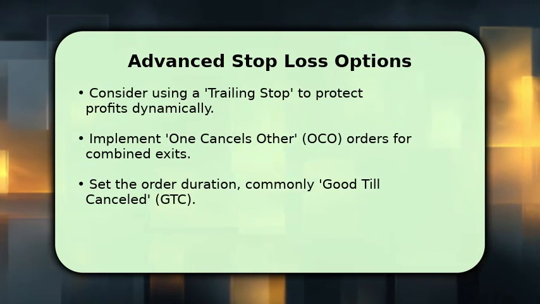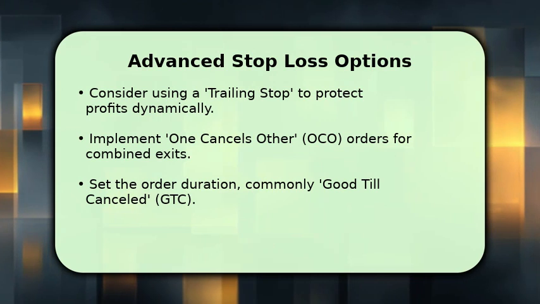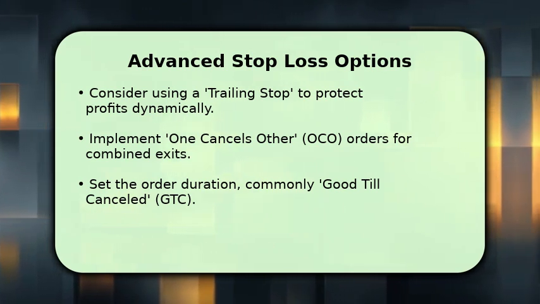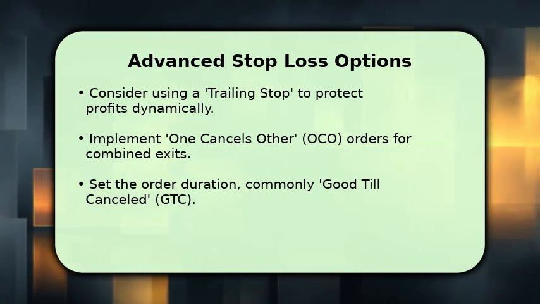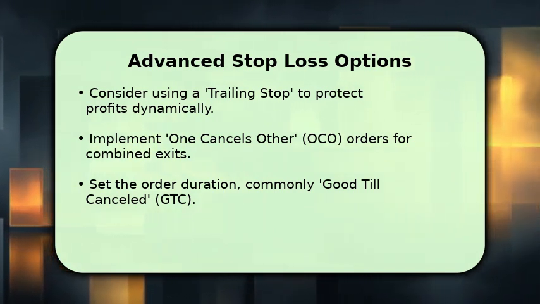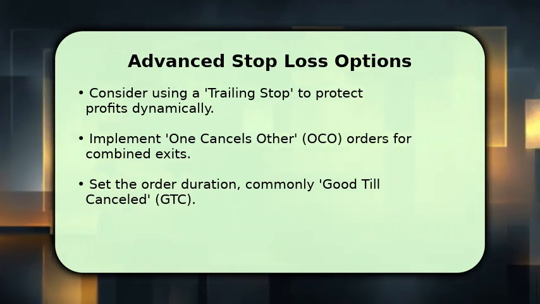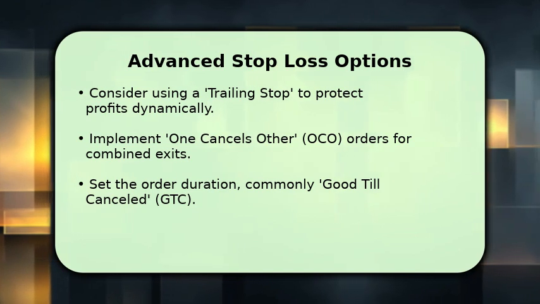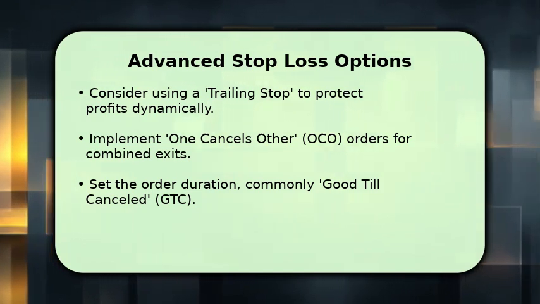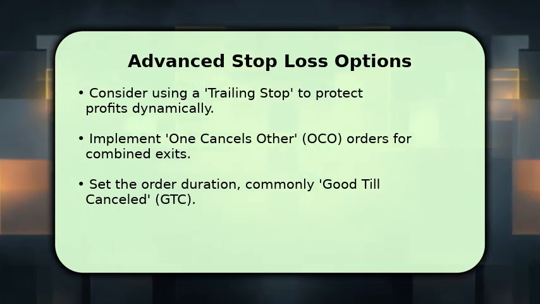Thinkorswim offers advanced options to enhance your risk management. A trailing stop can be incredibly useful, as it adjusts your stop price automatically as the market moves favorably, helping to lock in gains. You can also utilize one cancels other or OCO orders, which allow you to place both a stop loss and a profit target simultaneously. If one executes, the other is automatically canceled. For order duration, good till canceled is a popular choice.